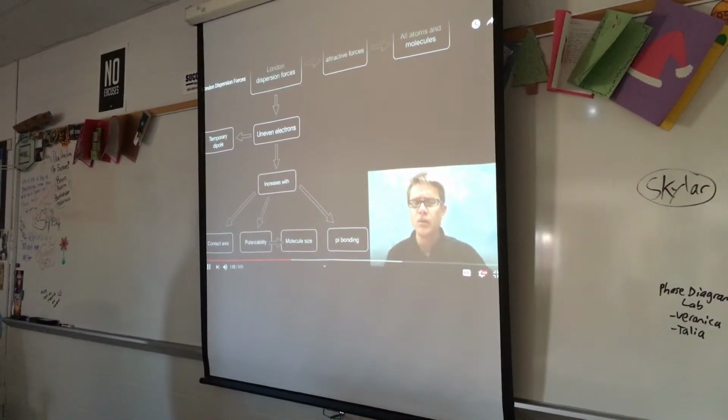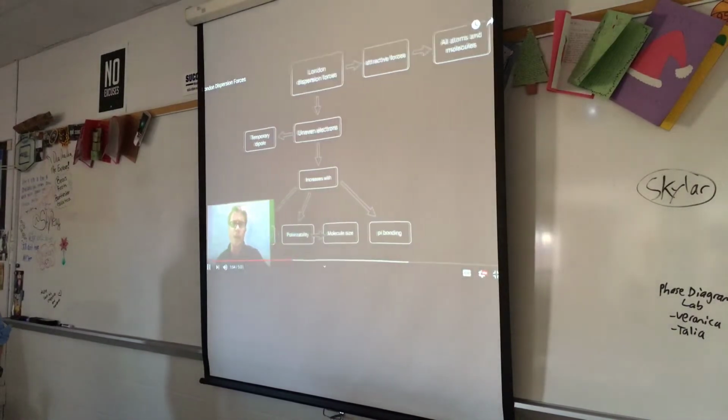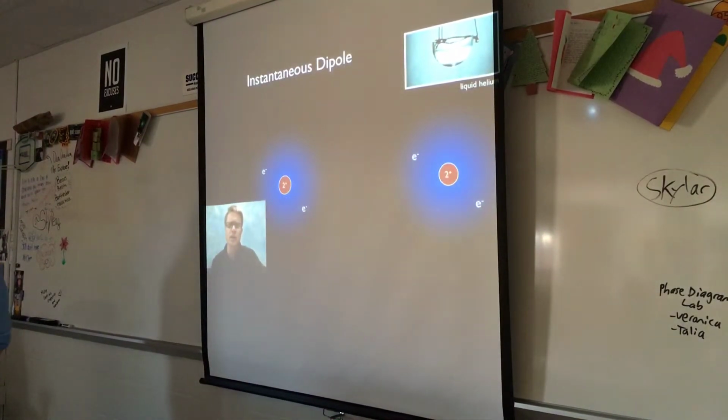Bonding, which is going to be where orbitals overlap. If we have more pi bonding, we're going to increase these. And so let's look at it.